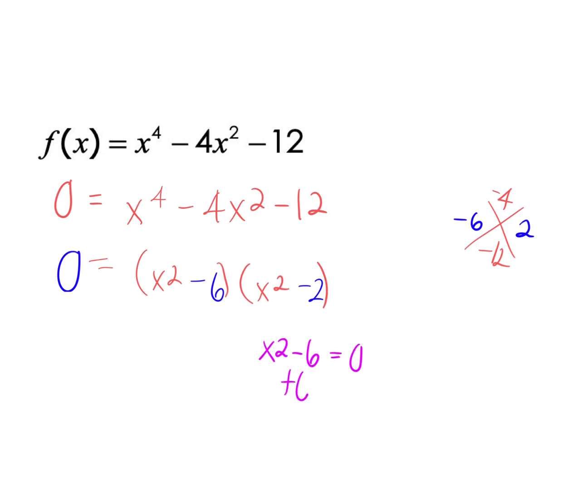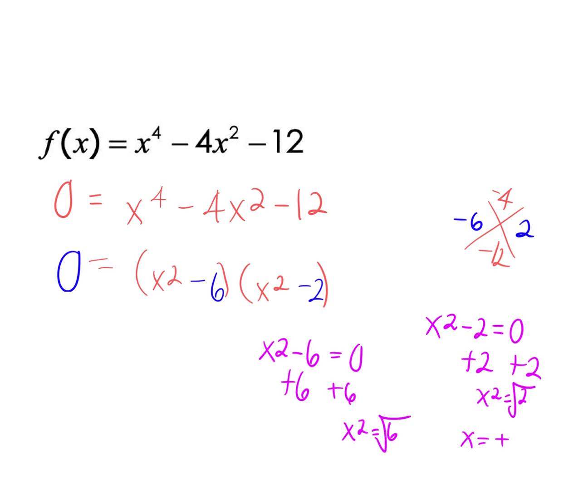We add 6 to both sides. We add 2 to both sides. We get x squared equals 6. X squared equals 2. Wait, so x squared equals 6, and x squared equals -2. So we take the square root of both sides, and we get x is plus or minus square root of 2, or plus or minus square root of 6.